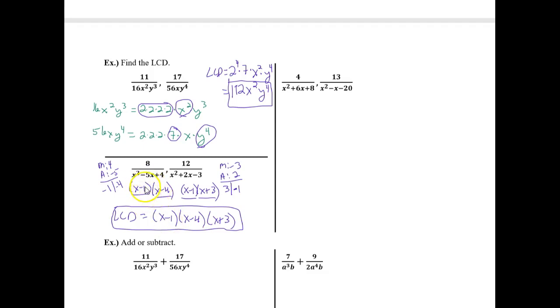So this one on the left, I need an x minus 1, x minus 4. I have an x minus 1, x minus 4 in my LCD. The one on the right has an x minus 1, x plus 3. I have an x minus 1 and an x plus 3. I don't need 2 x minus 1s because they both had only 1. So why would I need 2 here? I want the least, the minimum required to be a multiple of both denominators.